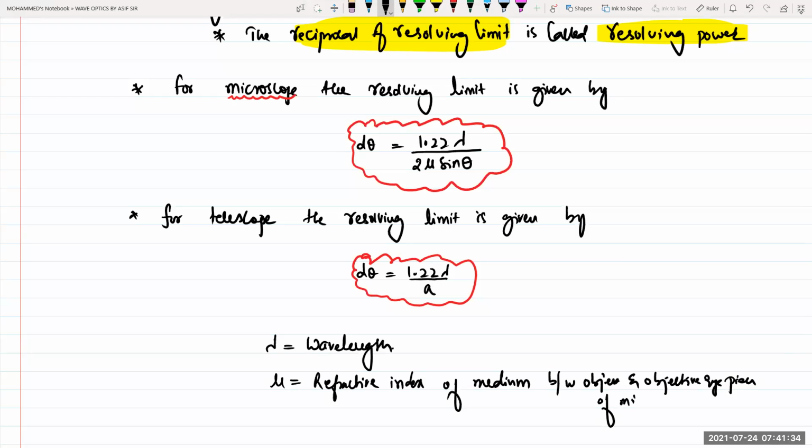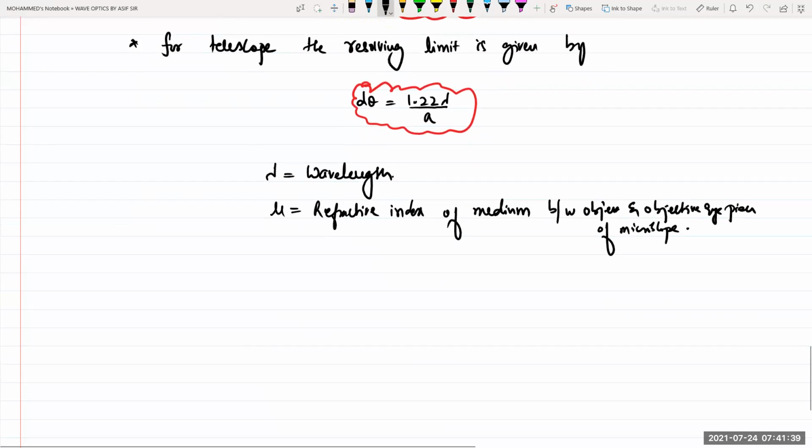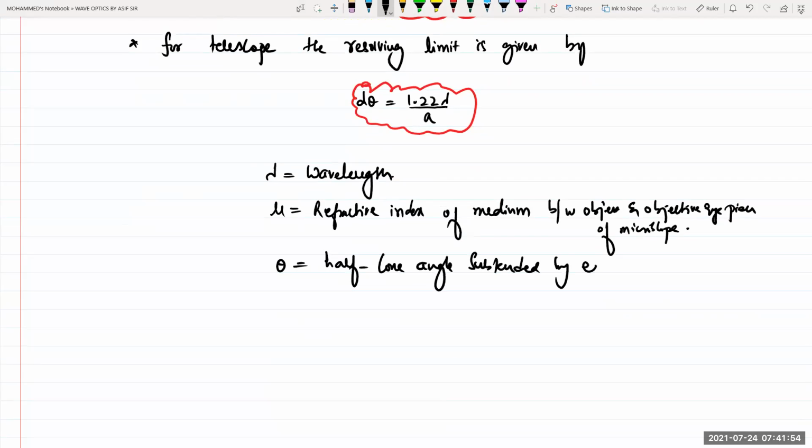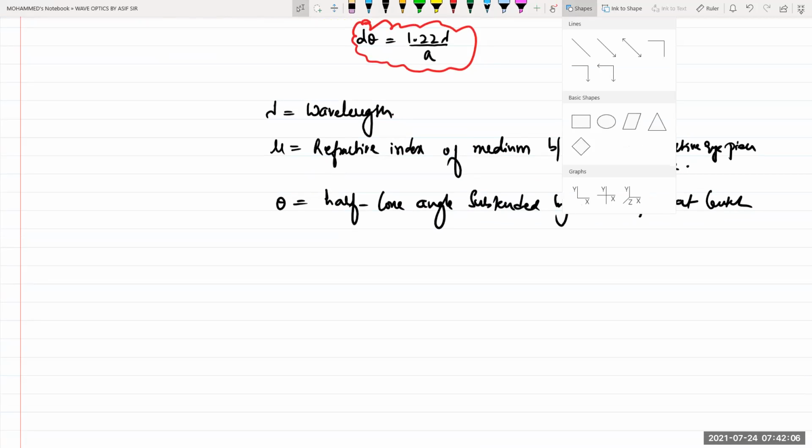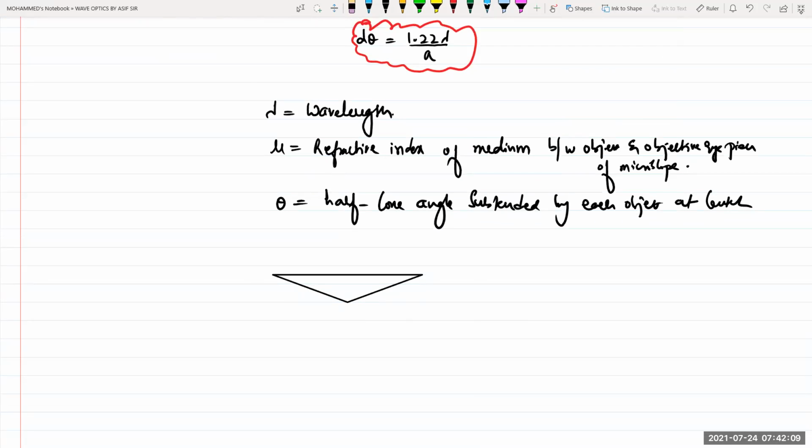That is, we take the refractive index of the medium between the object and the lens near the eyepiece. And theta is nothing but the half cone angle subtended by each object at the center. At your center, and something like this. If I take this diagram shape, or I can take this.